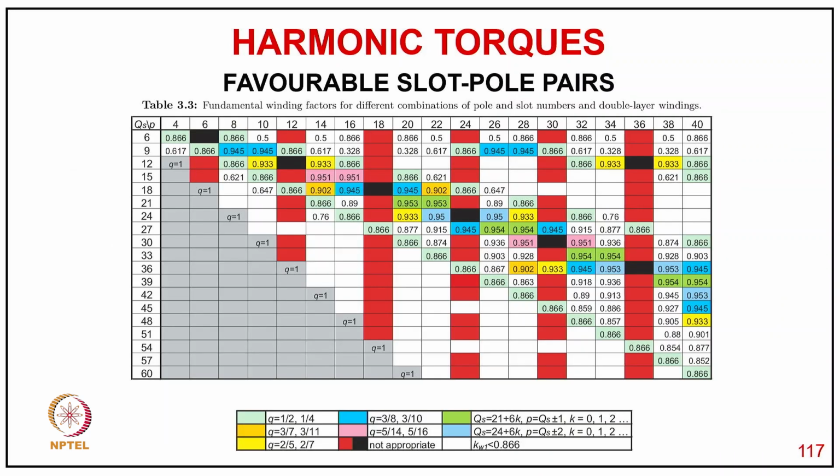So the favorable slots per pole per phase are given in the table here for different slot combinations. Stator slots and the number of poles are given here, so you can get an idea of how to find different combinations of poles and slots, typically with a double-layer winding.